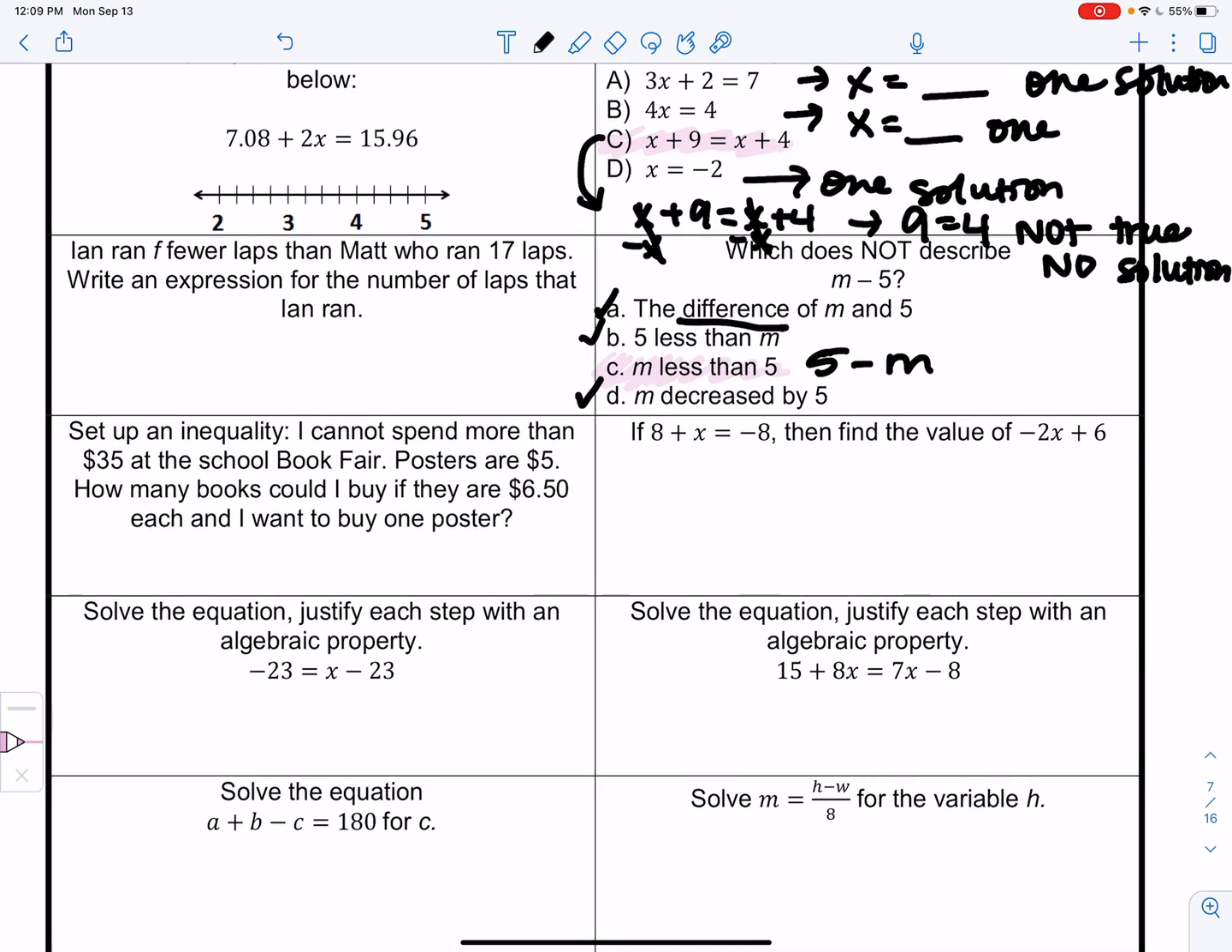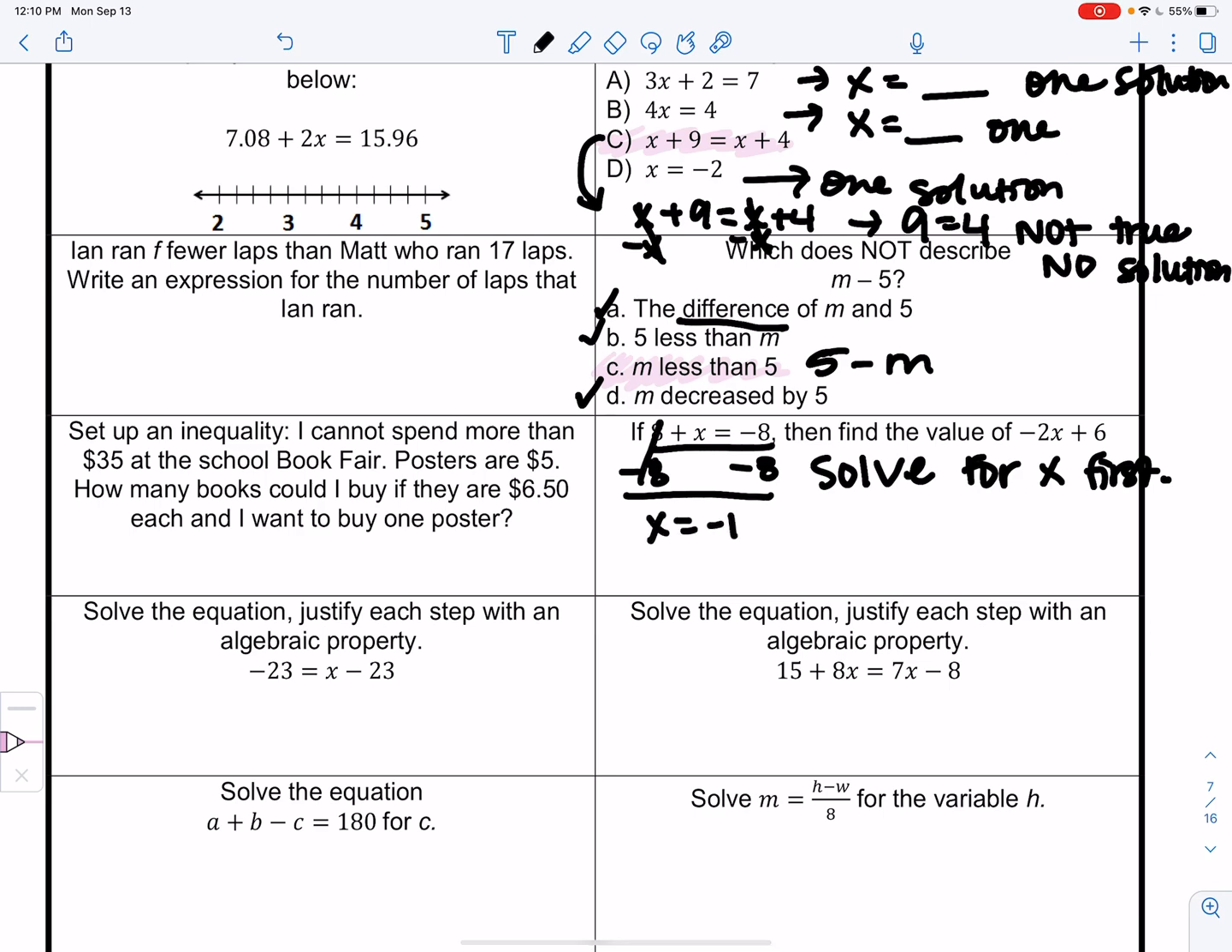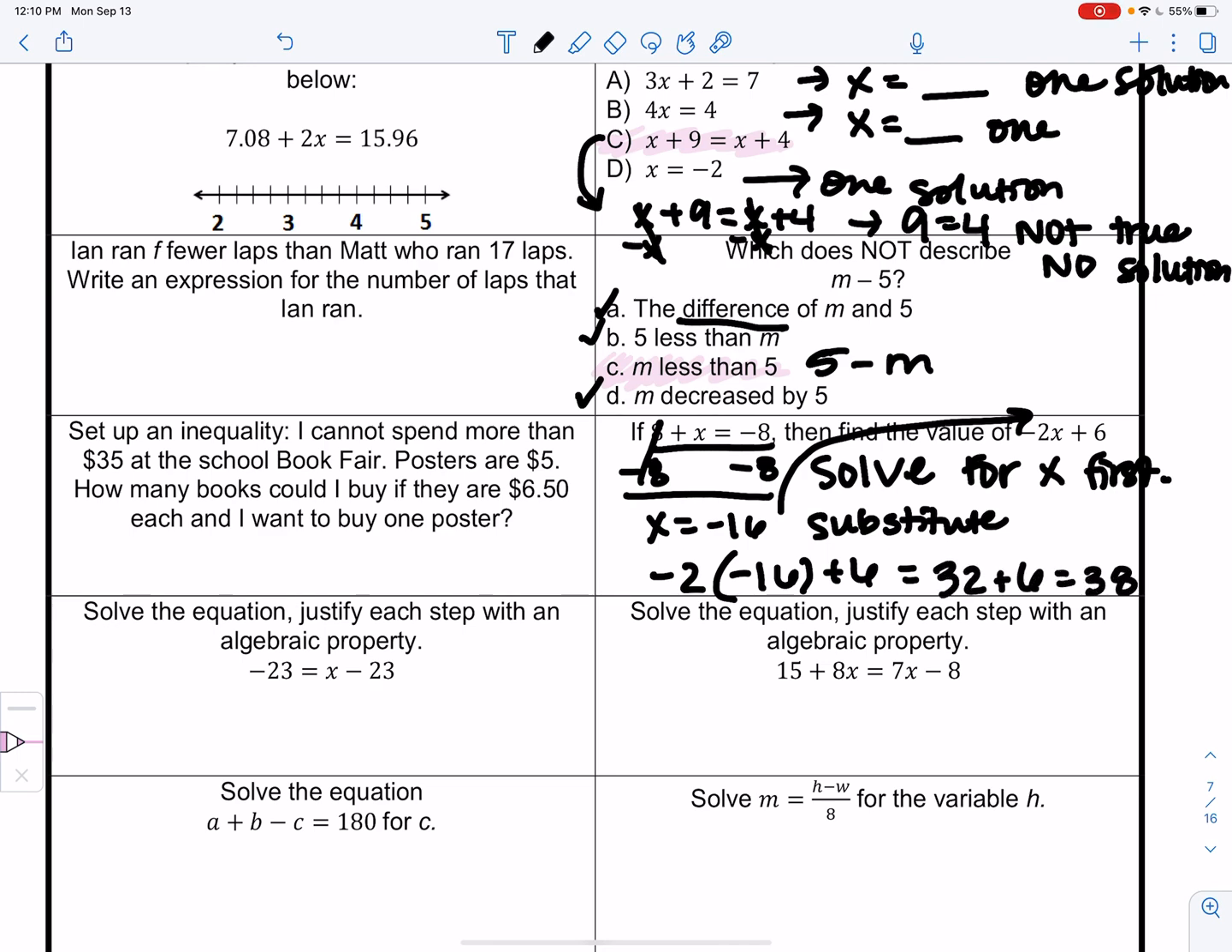All right, moving on. If 8 plus x equals -8, then find the value of -2x plus 6. So you need to solve for x first. All right, so you're going to subtract 8 from both sides first. So x is going to equal -16, and then you're just going to substitute. Okay, so we've got -2 times our x, which is -16, plus 6. I've got 32 plus 6, which is 38. And you are done there.